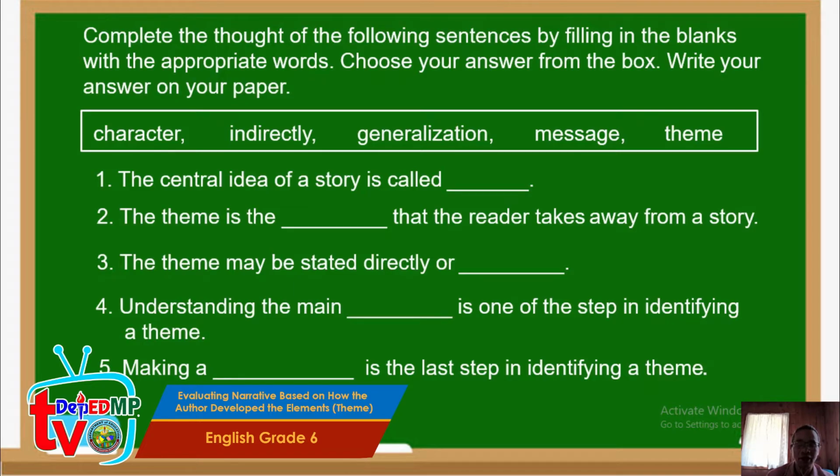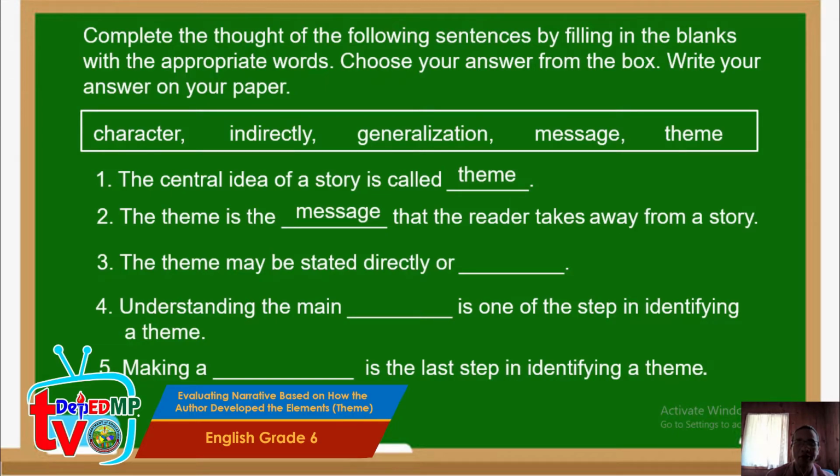Time's up. Let's check your answers. Number 1. The central idea of a story is called theme. Number 2. The theme is the message that the reader takes away from a story. Answer is message.